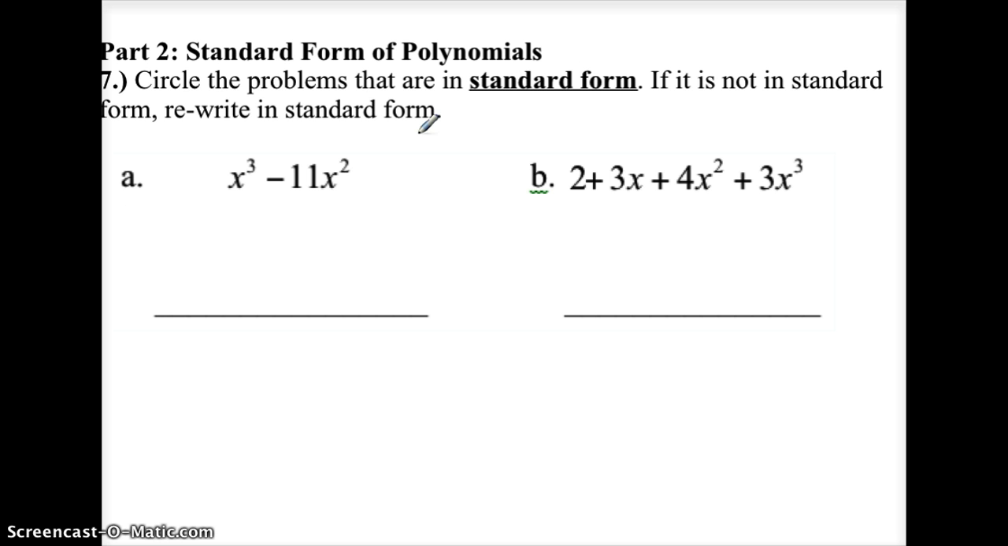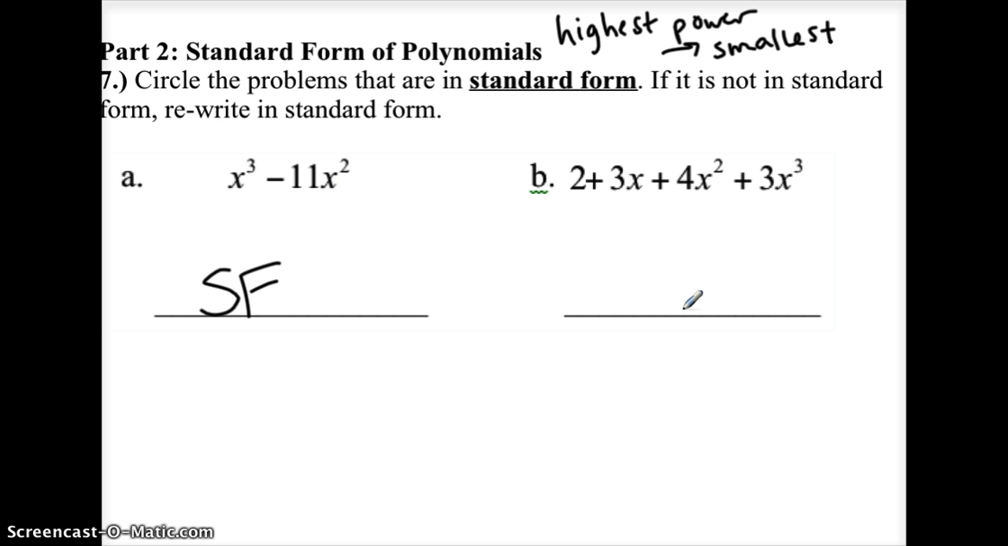Now, we're also going to talk about putting in standard form. Standard form is highest to the lowest power. So you want to order your terms highest power to smallest. And you should end with a constant if you have one. Okay? So if we look at example A, x cubed and then x squared, this one's already in standard form. So I'm going to put an SF, meaning it's in standard form.